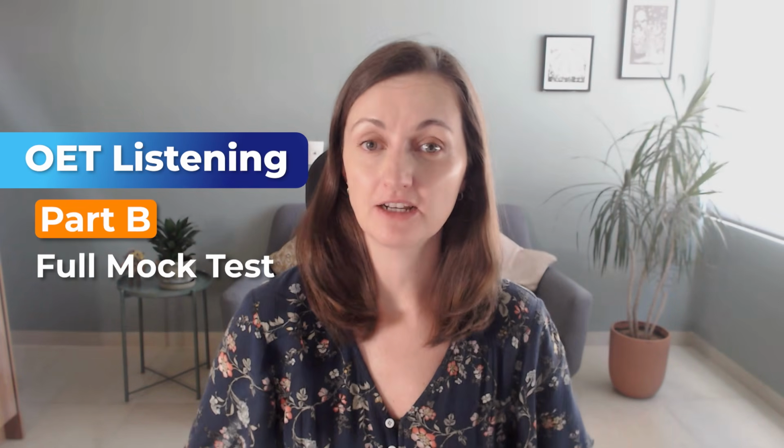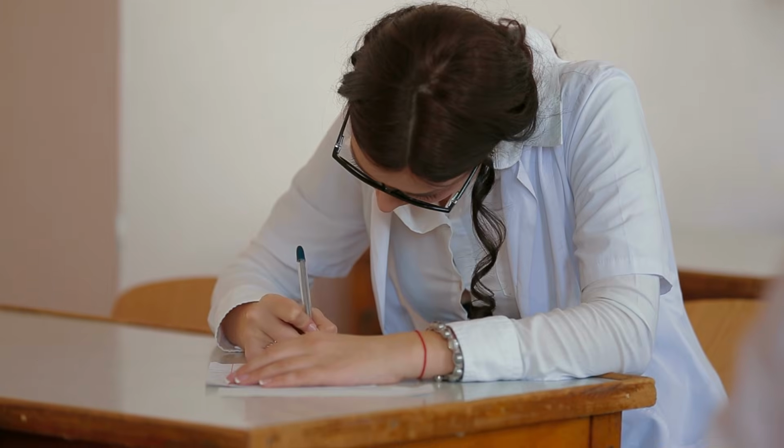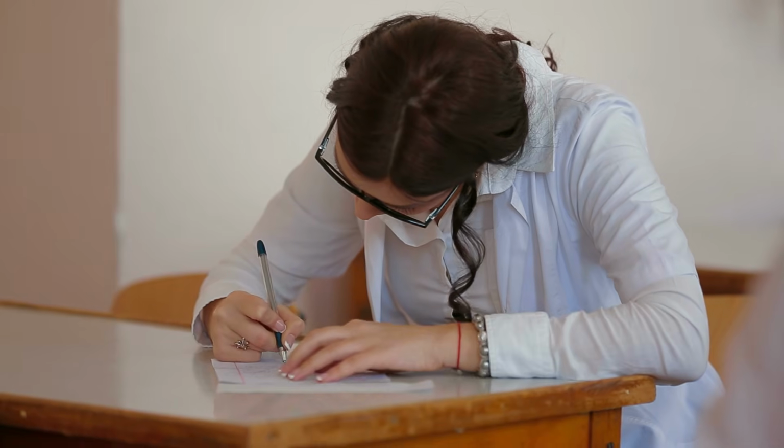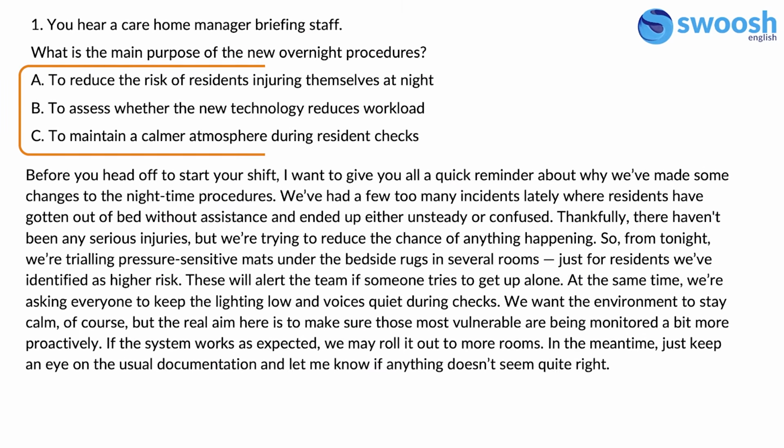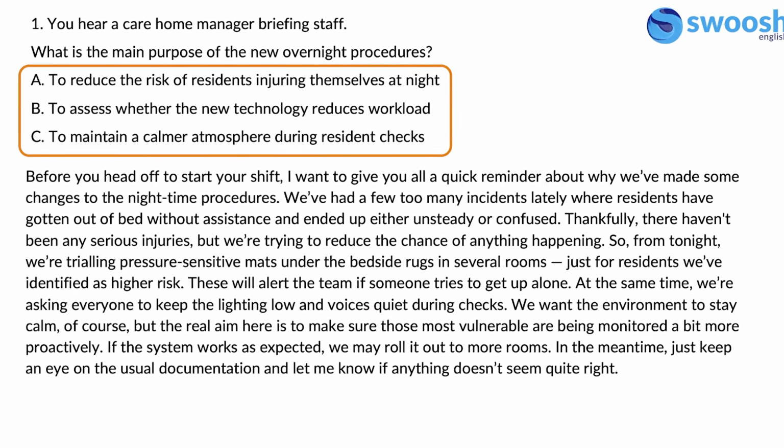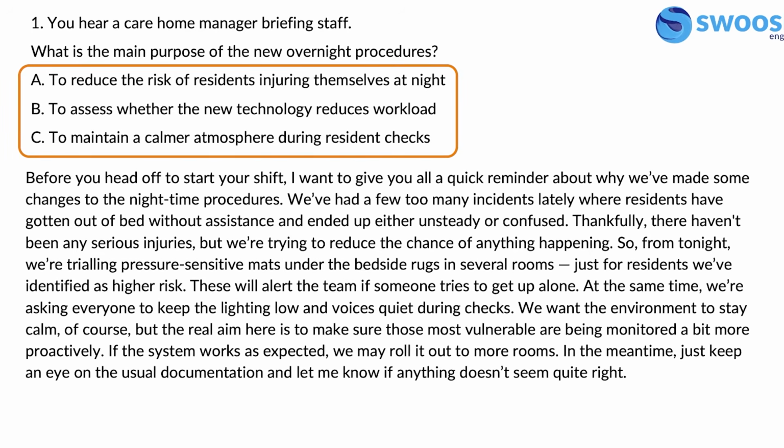OET Listening Part B is one of those sections that feels straightforward until you're actually in it. And then suddenly, the clock is ticking, the audio's moved on, and you're not sure which of those three very similar options is actually right.